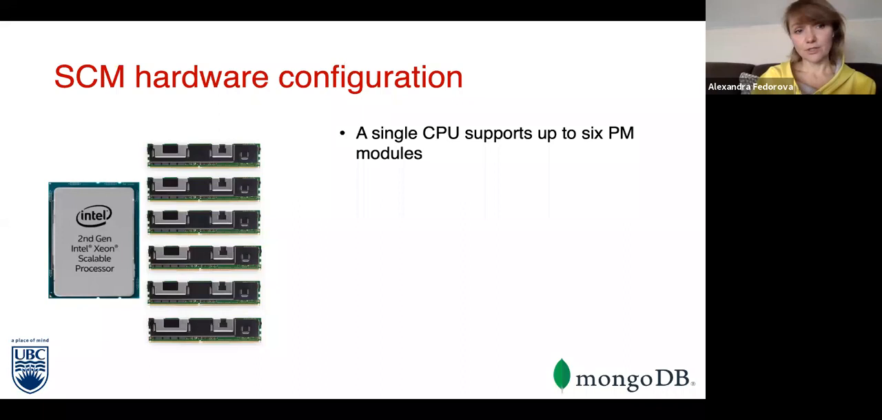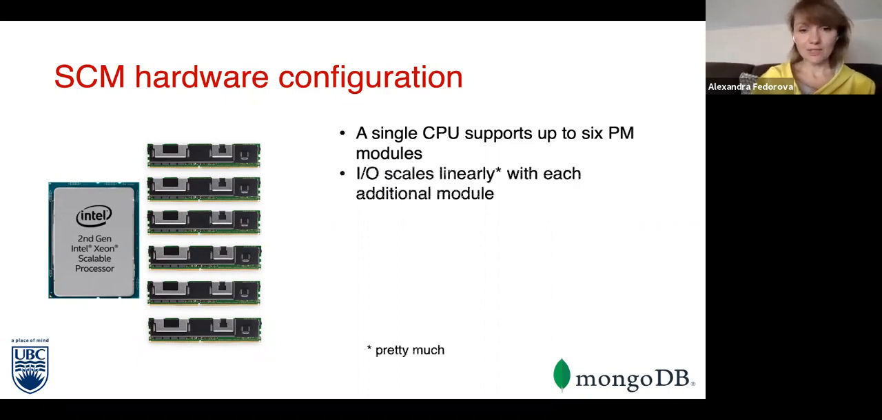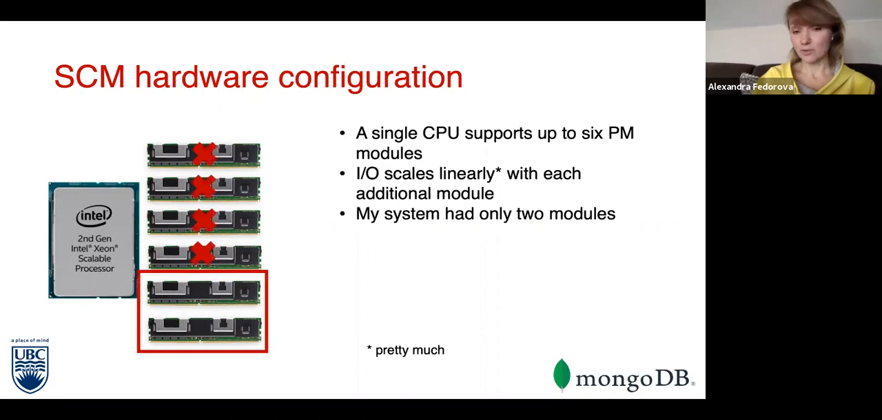Before we jump into the storage class memory experiments, I'll talk about my configuration. A single CPU supports up to 6 persistent memory modules. I/O scales linearly with each additional module, but my machine only had 2 of those. So that means that the upper bound throughput that I was able to achieve is limited by the limitations of my configuration.